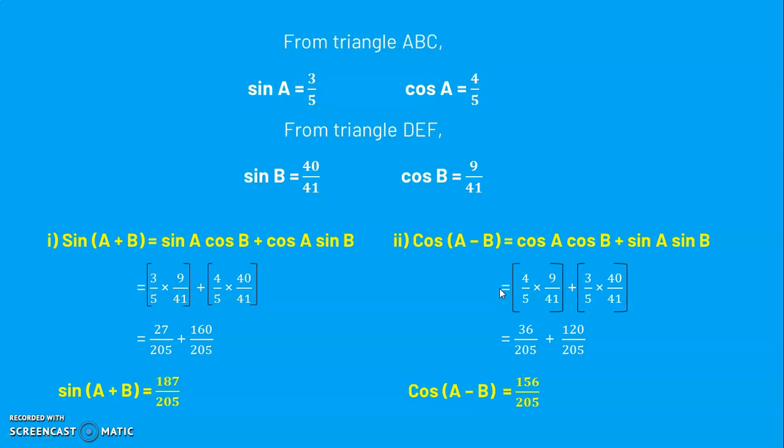Okay, so this is a very easy problem. There is no complexity in this. We should just know what the Pythagoras theorem is, what the trigonometric ratios are, and what the formulas for sin A plus B and cos A minus B are. All these I have already discussed in the basic trigonometric formulas part 1 and part 2. So please refer to those videos first, so that you can easily know how to solve this problem.